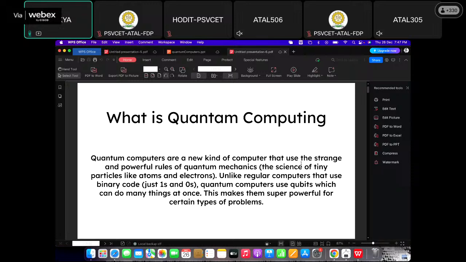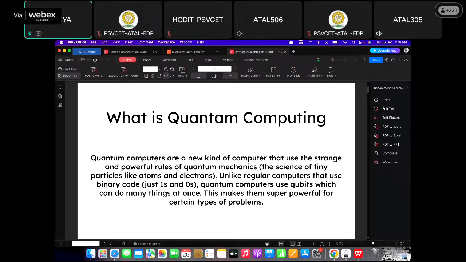I repeat once again, what is quantum computing? Quantum computers are a new kind of computers that use the strange and powerful rules of quantum mechanics. Unlike regular computers that use binary code, zeros and ones, quantum computers use qubits, which can do many things at once. This makes them super powerful for certain types of problems. Just think about it. With the help of quantum computers, you can solve problems related to AIDS, cancer, Alzheimer's or anything, right?